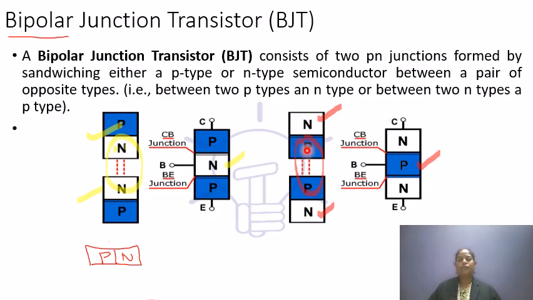So how is it transferred from the diode to the transistor? Why do we want to do this? Why do we want to sandwich this? The main thing is that the diode is an uncontrolled switch.